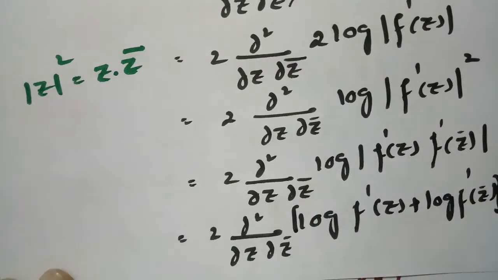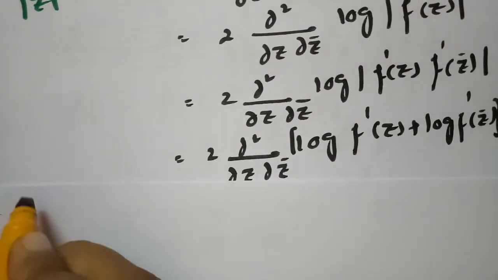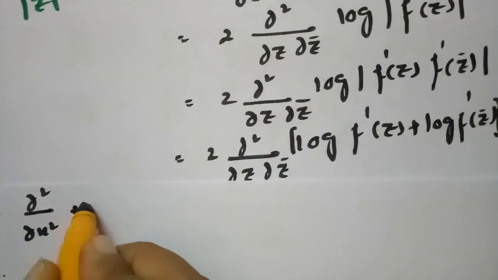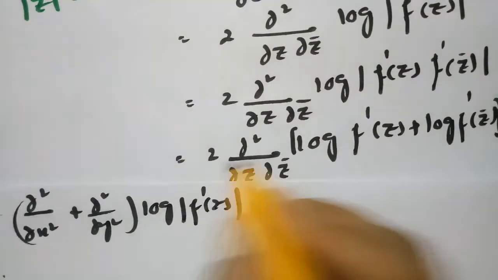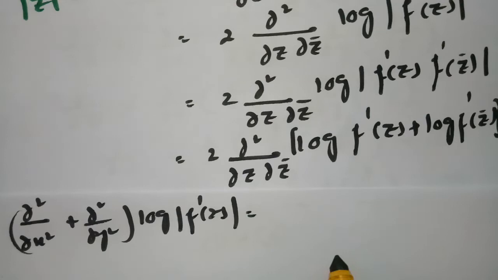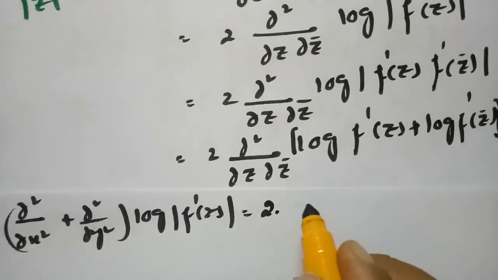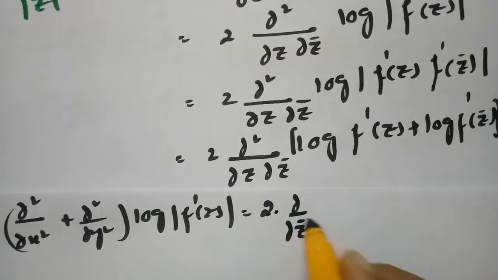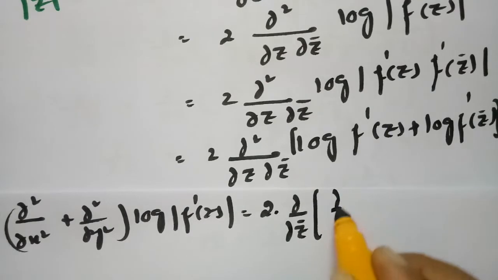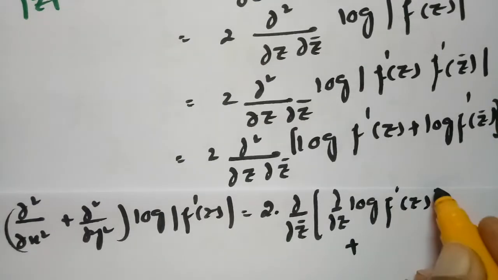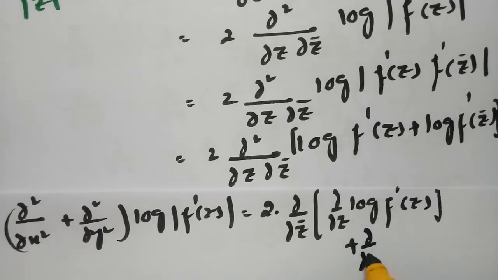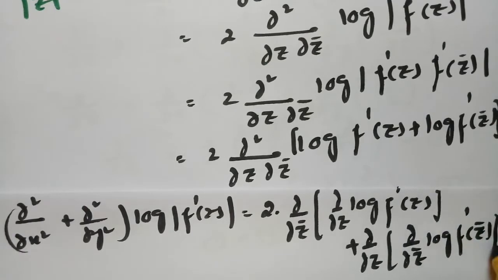So I'll take a derivative with respect to z one time and z bar one time. See here, the LHS part is ∂²/∂x² plus ∂²/∂y² into log of modulus of f dash of z is equal to this side. We have to take a derivative. So how will we take a derivative here? This will be 2 times of ∂/∂z̄ I'm leaving outside and I'm sending ∂/∂z into log of f dash of z, plus this time I'm leaving ∂/∂z outside and I'm sending ∂/∂z̄ into log of f dash of z bar. Got it?